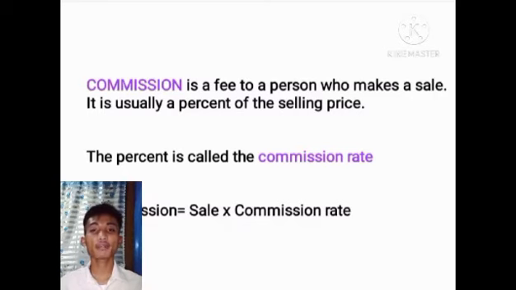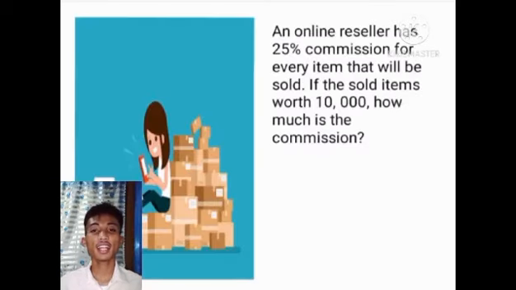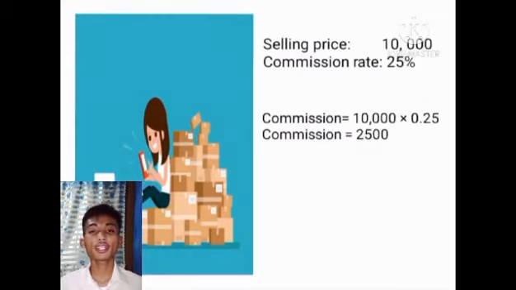Here is the real-life application. An online reseller earns 25% for every item that will be sold. If the sold items are worth 10,000, how much is the commission? We have the selling price or the sale of 10,000 and the commission rate is 25%. Computing the commission, we will just multiply 10,000 and 25% in decimal. Commission equals 2,500. So 2,500 is the amount that an online reseller will earn if he or she has sold items worth 10,000.